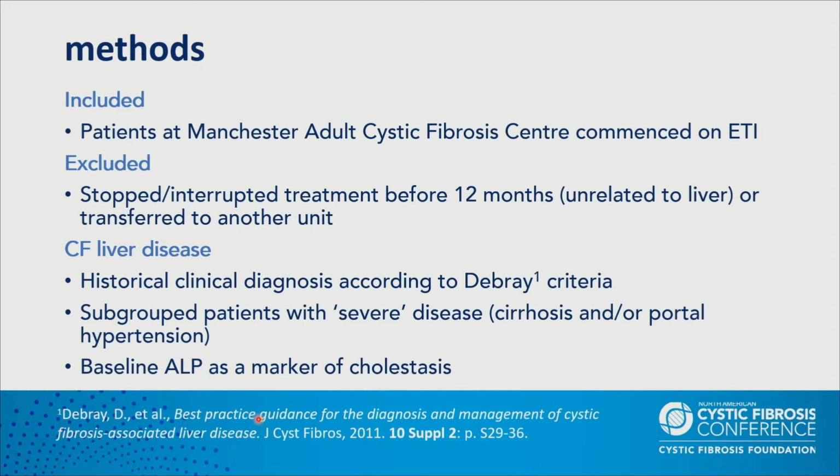Diagnosis of CF liver disease was made according to clinical or Debray criteria, but as we've been hearing, the diagnosis of CF liver disease is a clinically heterogeneous and broad term. So we also looked at people with more advanced disease, and by this we meant people with cirrhosis and or portal hypertension. In addition to that, we also wanted to look at people with an alkaline phosphatase greater than the upper limit of normal at baseline, in order to try and get some indication of the effects of ETI in people with a more cholestatic phenotype, as we know that CFTR is expressed in cholangiocytes, as we've heard.